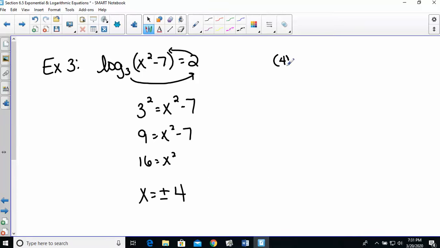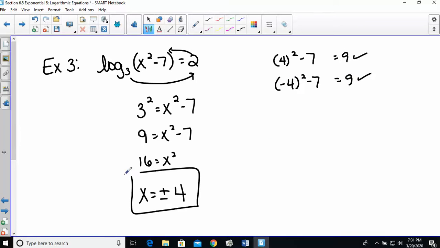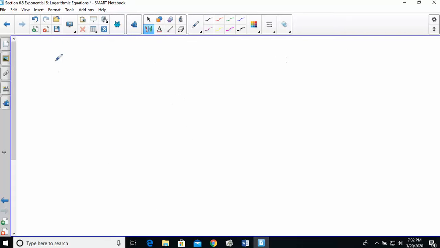When you check it, 4 squared minus 7 is 9. That's greater than 0, so it's okay. If you take negative 4 squared minus 7, you also get 9. So both of those answers work here. Again, we're checking that when we put it in, we have a positive argument. Okay, so hopefully these are a little bit familiar. We've done some similar to this before. I'm going to do a few more like this before we branch into anything new.